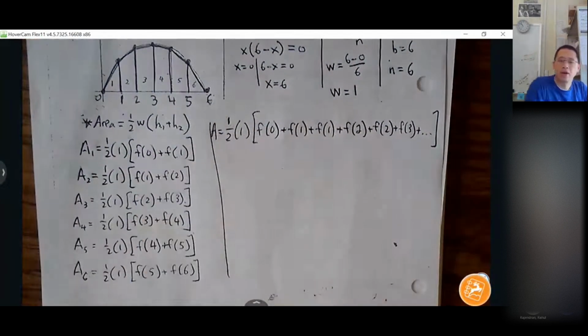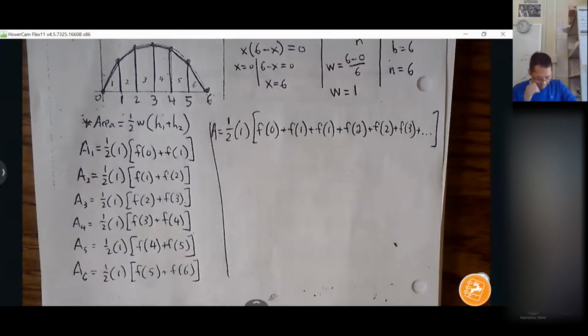So imagine adding all the heights together, f of 0 plus f of 1, f of 1 plus f of 2, f of 2 plus f of 3. What patterns do you see with the heights that are being used across all these areas? The inside heights, there's like 2 of them of each. Mm-hmm. What about the outside heights? They're used once. Okay, why is that?